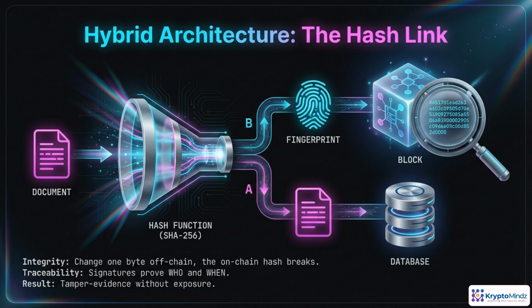Hybrid trust architectures often use a simple but powerful pattern. Only the fingerprint of a document goes to the blockchain, while the full data stays in a traditional database. You run the document through a hash function like SHA-256, store that hash on-chain, and keep the document off-chain. If anyone changes even 1 byte off-chain, the hash no longer matches, so integrity checks fail immediately. Combine this with digital signatures and you know who committed which fingerprint and when. You get tamper-evidence and traceability without exposing sensitive content.